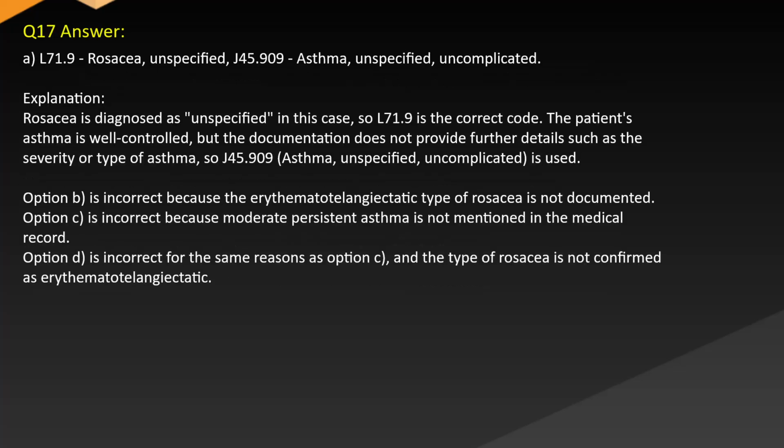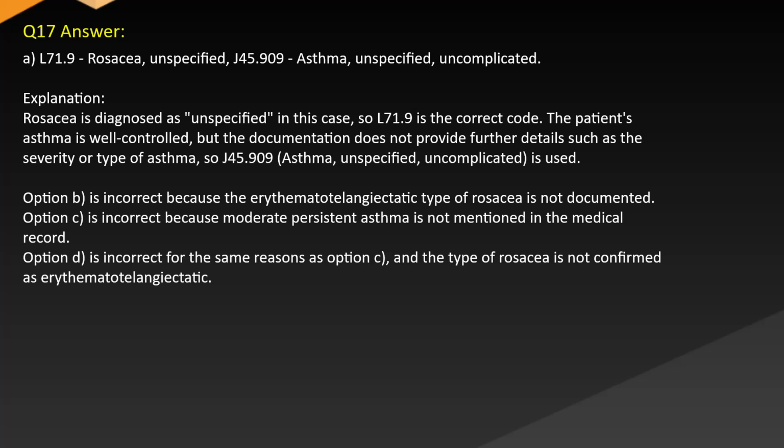Answer A. L71.9, rosacea unspecified, J45.909, asthma unspecified uncomplicated. Explanation: rosacea is diagnosed as unspecified in this case, so L71.9 is the correct code. The patient's asthma is well controlled, but the documentation does not provide further details such as the severity or type of asthma, so J45.909, asthma unspecified uncomplicated, is used.